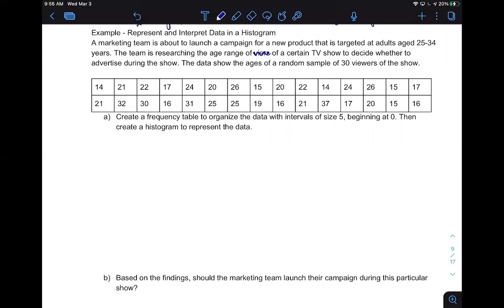Okay, so over on this far left, we're going to create a table. And we're going to have age range. And then we're going to look for the frequency. So frequency means how many times does that occur? Okay. It tells us in the problem to start at age 0. So our first age range is going to go from 0. And then it says a size of what? 5. Here's where you have to be careful.